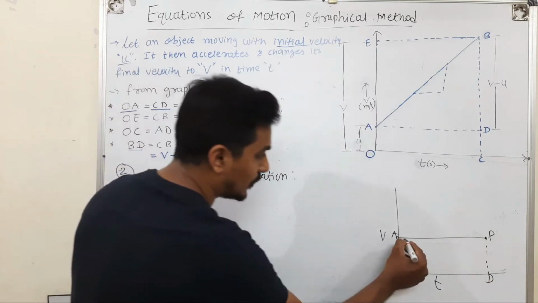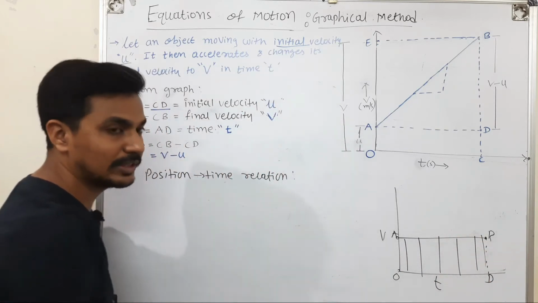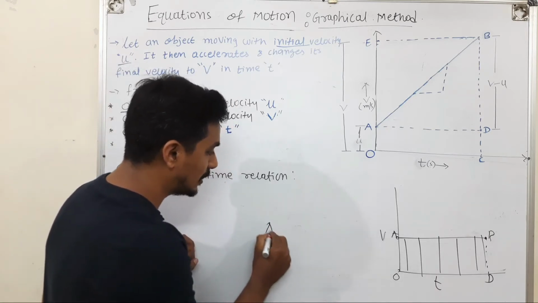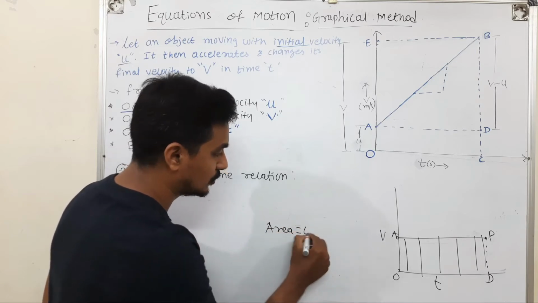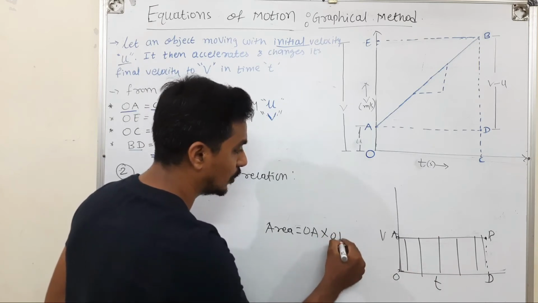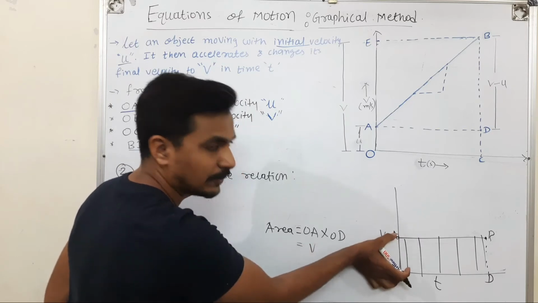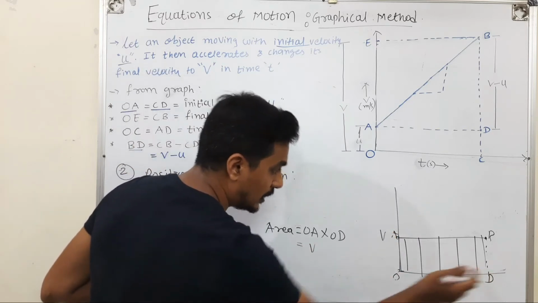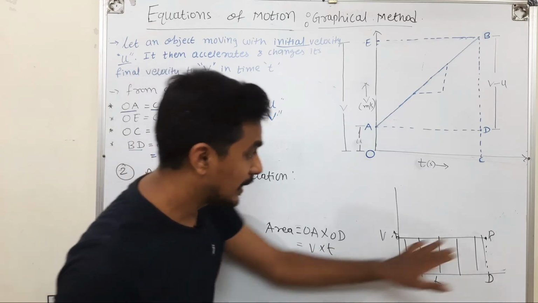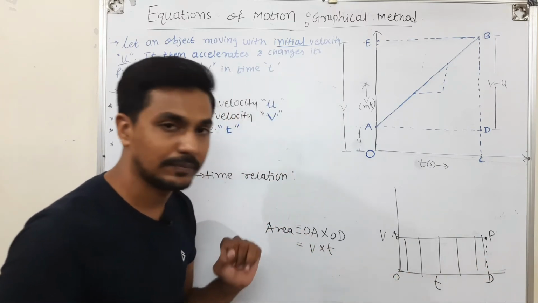Now suppose I want to find the area of this rectangular shape graph. Then the area of the graph is equal to OA into OD, since it looks like a rectangle. Now what is OA? OA is the uniform velocity, and OD is the time. Here, velocity into time. That is, the area under this graph will give us the product of velocity and time.